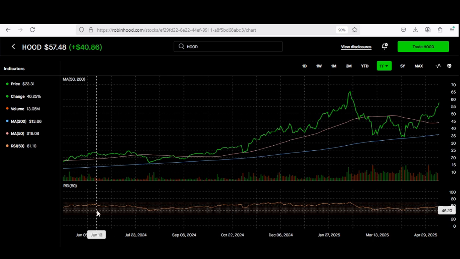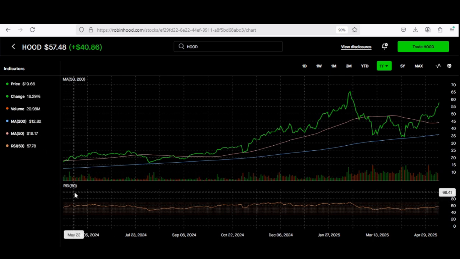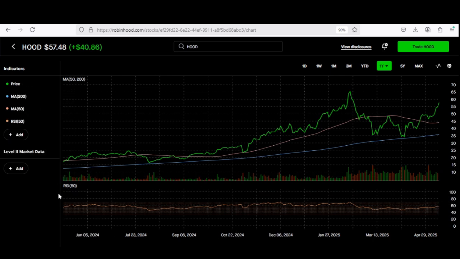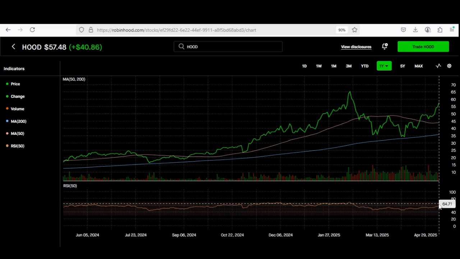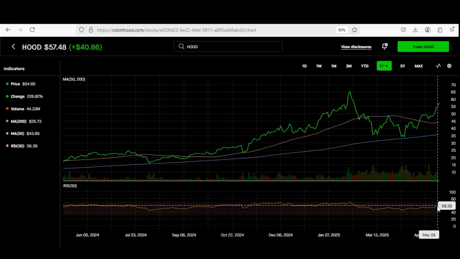So down here is your RSI, and the RSI is a momentum indicator. RSI actually stands for Relative Strength Index, and it's a momentum indicator that tells us basically if the stock is trading high or trading low. So right now, Robinhood is trading at around a 60 RSI.